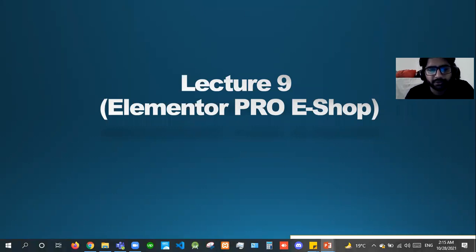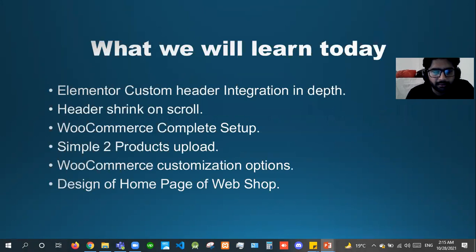In today's lecture, we are going to see multiple things which will revolve around the eShop and WooCommerce. Moving forward, what we will learn today is Elementor custom header integration in depth, in detail. We'll see how we can make it the default header, and then we'll see the thing left from the last lecture: how to make the header shrink on scroll.